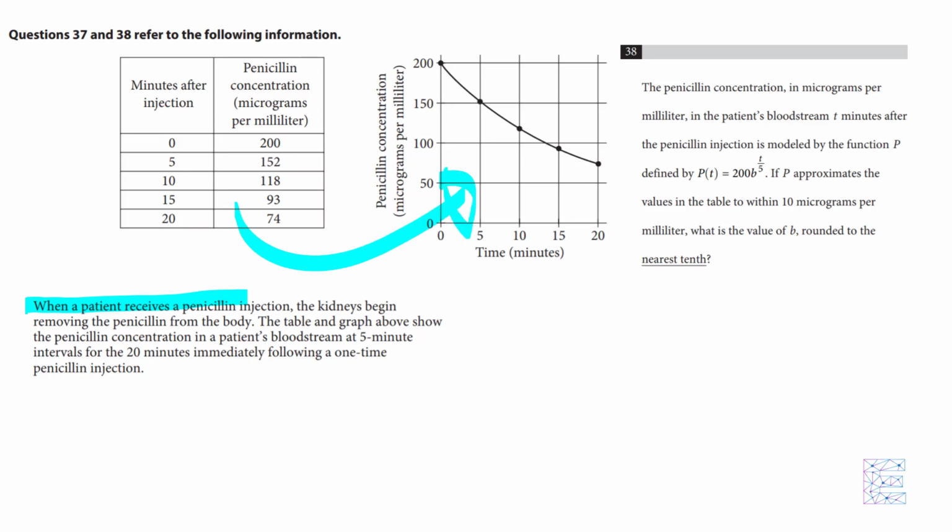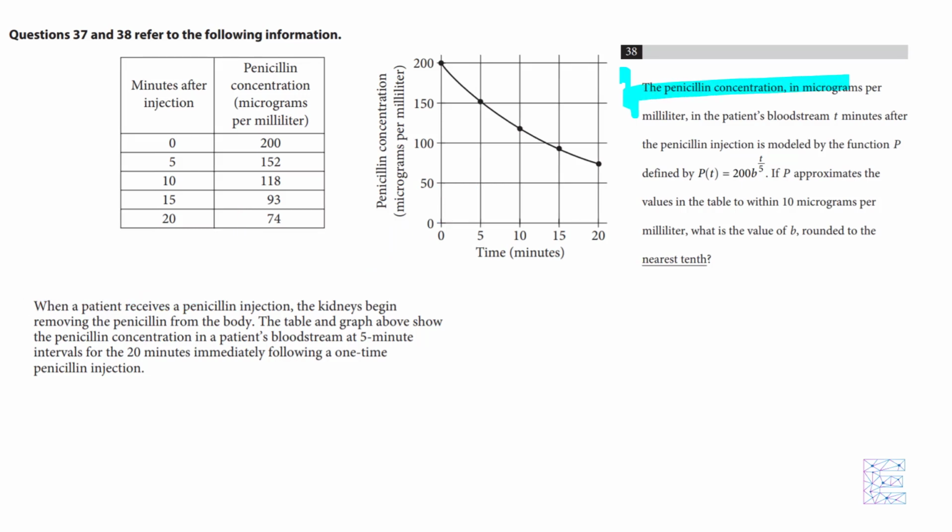And now for the question itself. The penicillin concentration in micrograms per milliliter in the patient's bloodstream t minutes after the penicillin injection is modeled by the function p, which is defined by p of t equals 200 times b raised to the t over 5. If p approximates the values in the table to within 10 micrograms per milliliter, what is the value of b rounded to the nearest tenth?